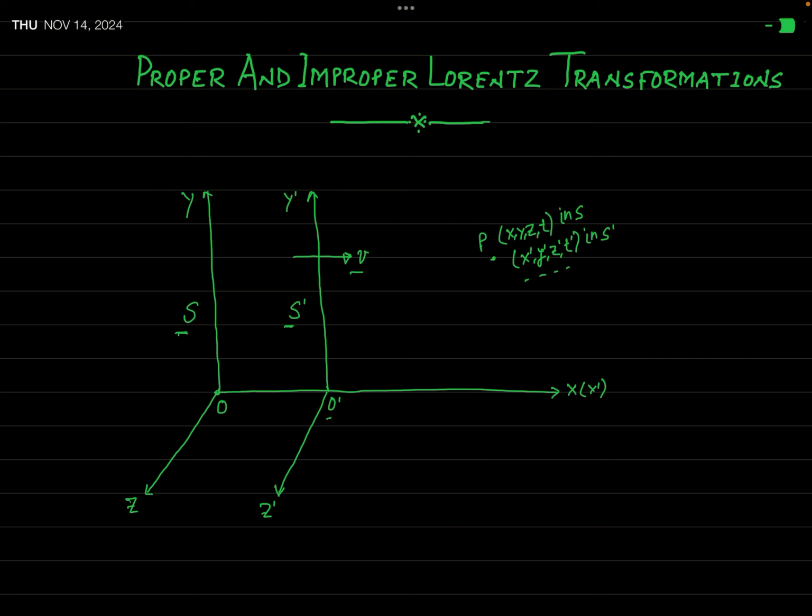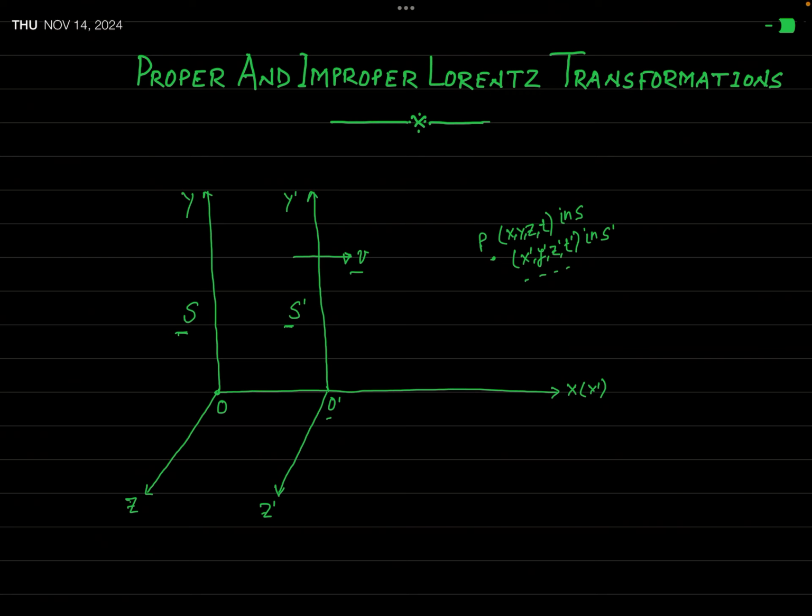How these x dashed, y dashed, z dashed, t dashed depend on x, y, z, t is furnished by the Lorentz transformation. So I have told you that Lorentz transformations describe how space and time coordinates change between two inertial reference frames moving relative to each other.